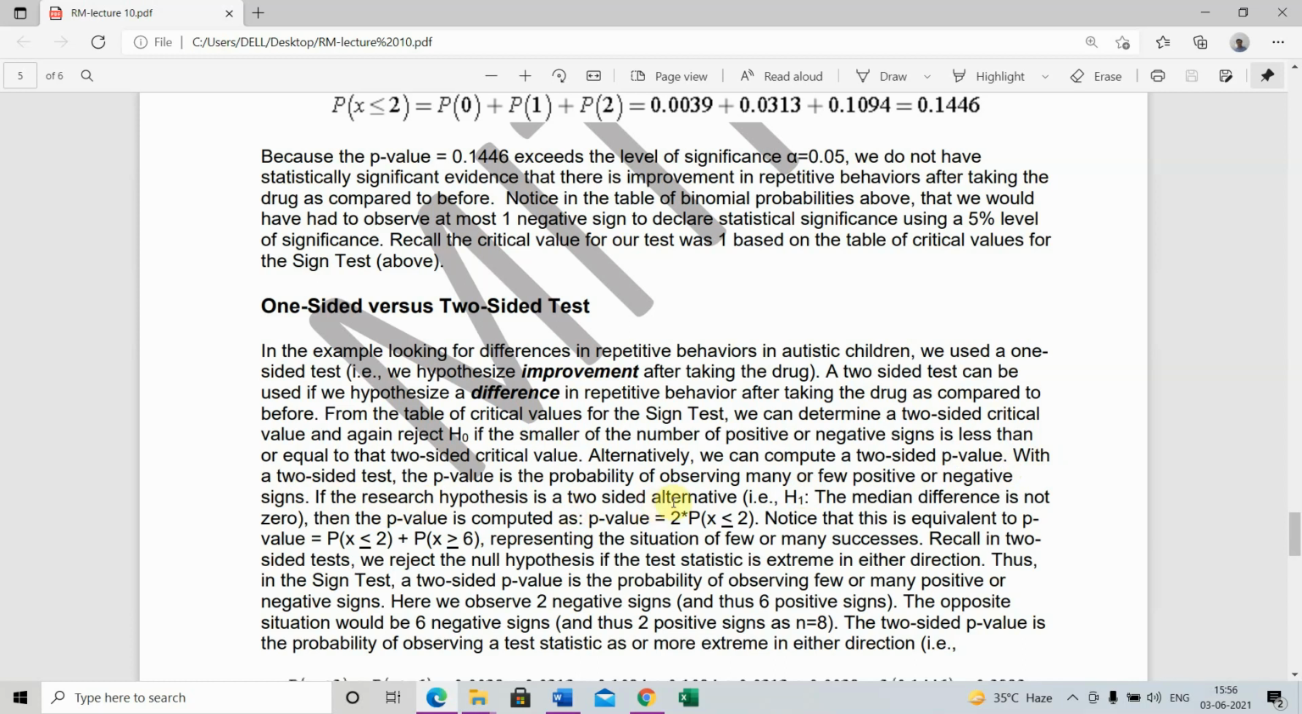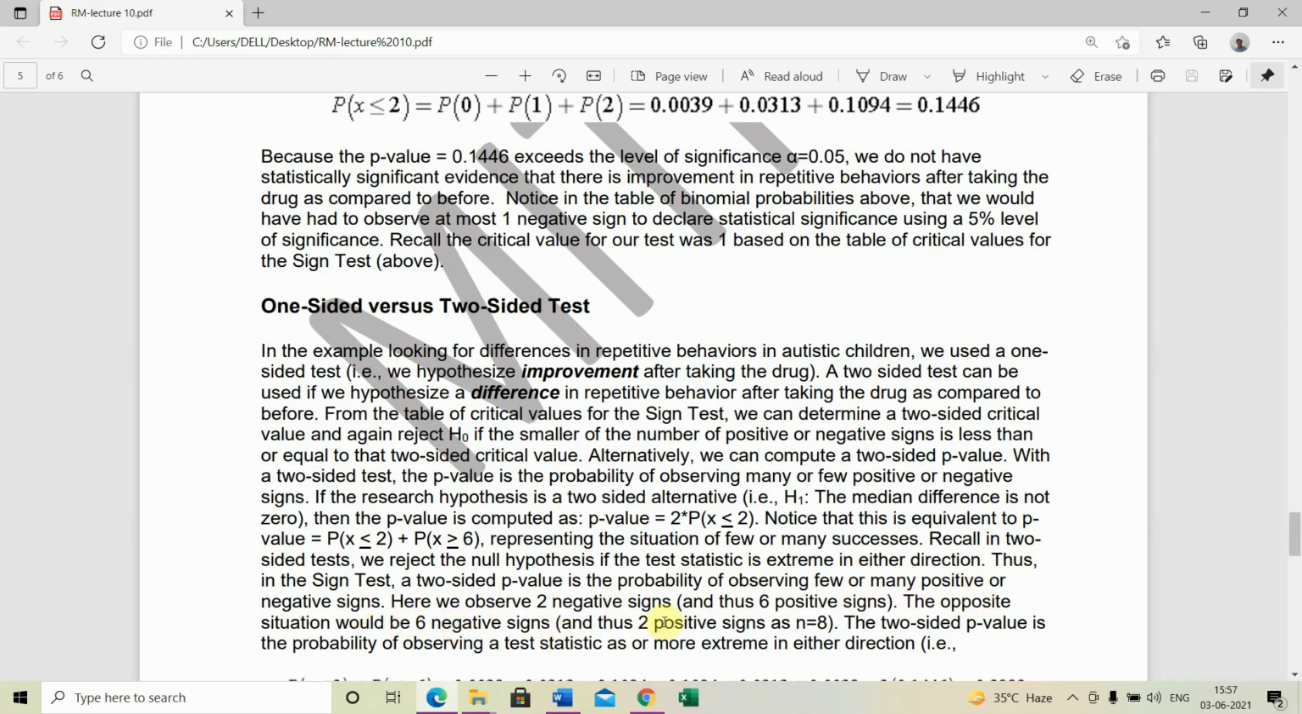With a two-sided test, the p-value is the probability of observing many or few positive or negative signs. If the research hypothesis is a two-sided alternative, H1: the median difference is not 0, then the p-value is computed as p-value equals 2 times P(x less than or equal to 2). Notice that this is equivalent to a two-sided test. We reject the null hypothesis if the test statistic is extreme in either direction. Thus, in the sign test, a two-sided p-value is the probability of observing few or many positive or negative signs.